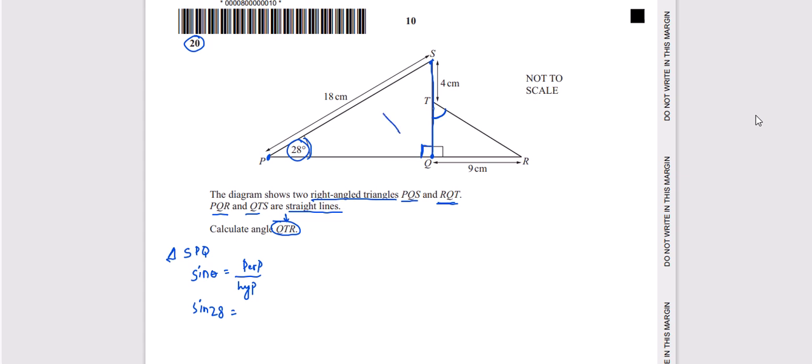The perpendicular is this side. Which side is in front of the angle? This is the angle. The front side is called the perpendicular, and this one is the hypotenuse. The perpendicular is the front side of theta, that is equal to SQ. So perpendicular is SQ divided by hypotenuse. Hypotenuse is PS.